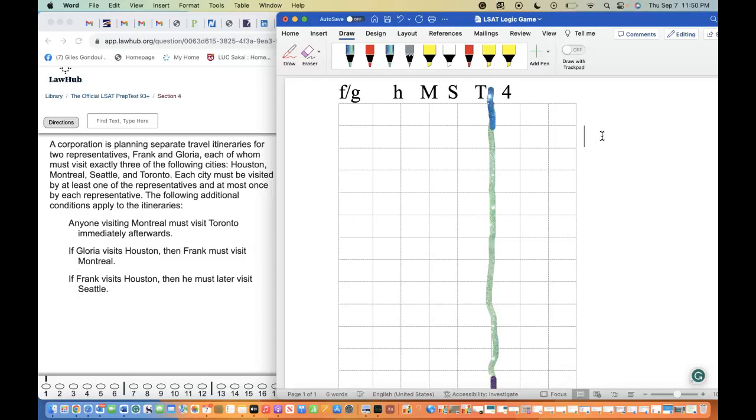Anyone visiting Montreal must visit Toronto immediately afterwards. So anyone visiting Montreal must visit Toronto afterwards. If Gloria visits Houston, then Frank visits Montreal. If Frank visits Houston, then Frank must visit Seattle after.